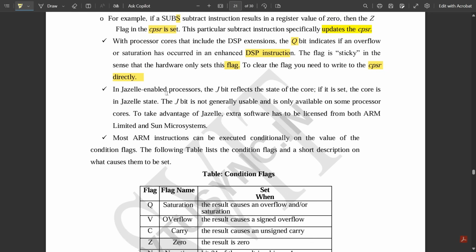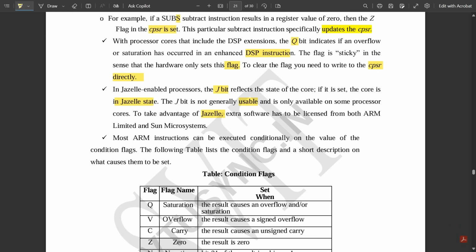In Jazelle-enabled processors, the J bit reflects the state of the core. If it is set, the core is in the Jazelle state, but the J bit is not generally used in the ARM processor and is only available in some processor cores. To take advantage of Jazelle, extra software has to be licensed from both ARM Limited and Sun Microsystems. Most ARM instructions can be executed conditionally on the value of the condition flags.